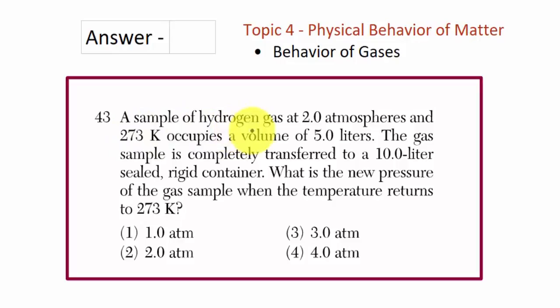Question 43. A sample of hydrogen gas is at 2 atmospheres, that's a pressure, and 273 K temperature, occupies a volume of 5 liters. Volume. The gas sample is completely transferred to a 10-liter sealed rigid container. That's going to be a new volume, so a V2. What is the new pressure of the gas sample when the temperature returns to 273 K? This is a combined gas law problem. So we're going to go to table T and get our combined gas law formula.